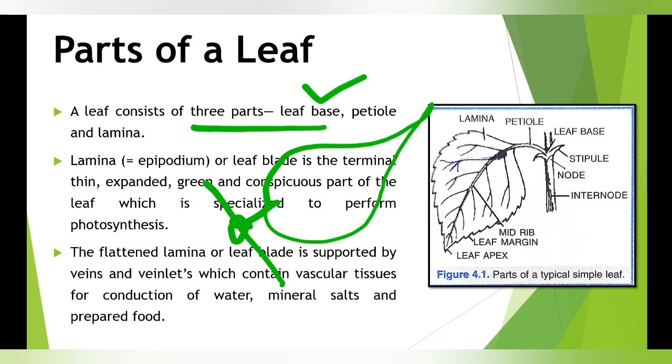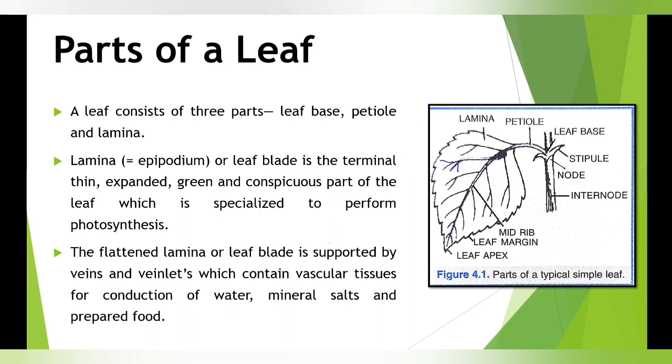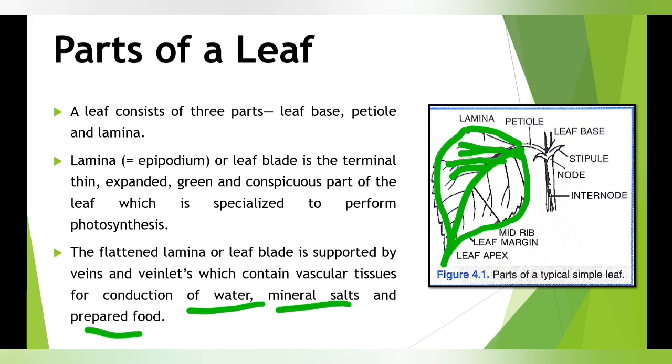It is the terminal, thin, green and conspicuous part of the leaf which performs the process of photosynthesis, because it has many mesophyll cells, and inside those mesophyll cells an abundant amount of chloroplast is present, and inside that chloroplast chlorophyll pigments are found, which help in the process of photosynthesis. The flattened lamina or leaf blade is supported by veins and veinlets which contain vascular tissues for conduction of water and mineral salts and prepared food. So this is your blade part or epipodium or lamina. These are veins and veinlets which help in the conduction of water, mineral salts and prepared foods.